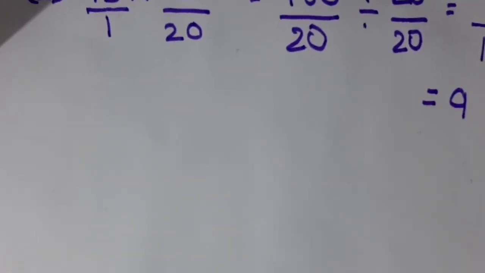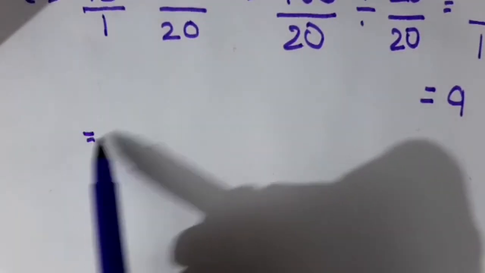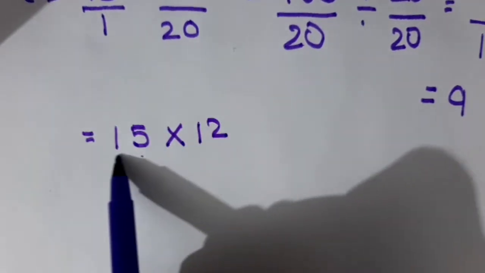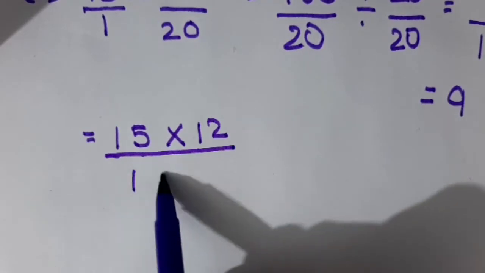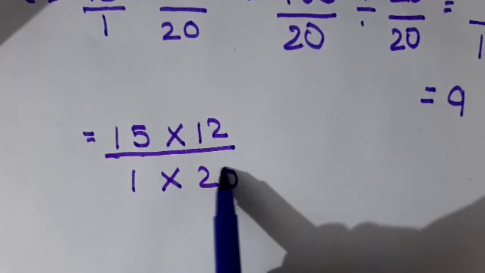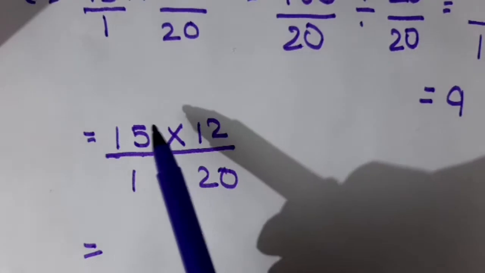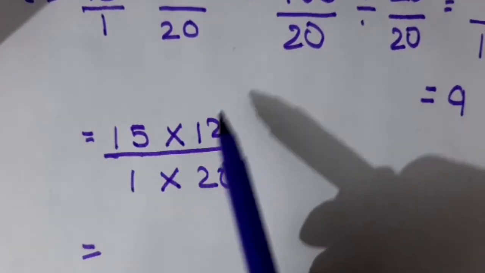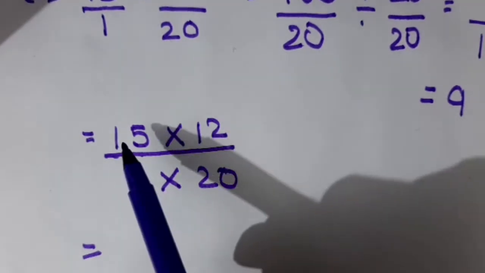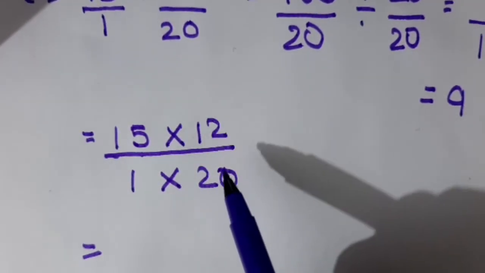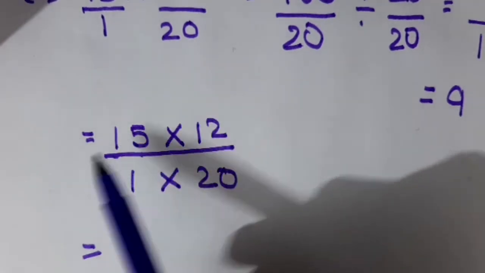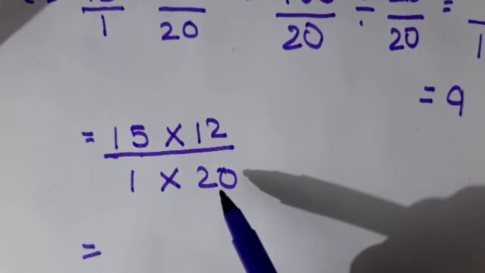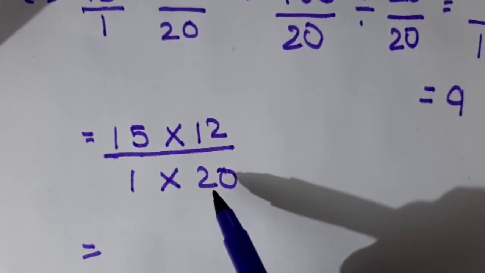In this method, I will write the numerators first like this, and then the denominators. Now I'll cut the numerator with the denominator. It is your wish. You can cut these two numbers, or these two numbers. You can cut 15 with 20 also. You can cut 12 with 20 also. But you cannot cut 15 and 12. One number should be in the numerator and the other number should be in the denominator.